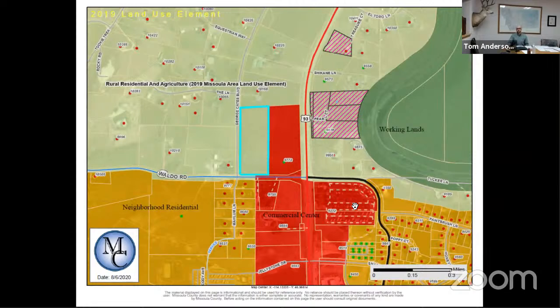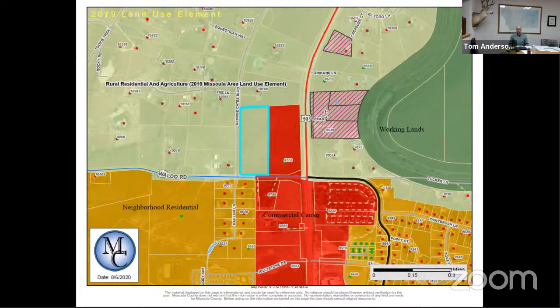Showing again the 2019 land use elements. You see that we are in the rural residential and agricultural, and that has density suggestions of 1 unit per 2 acres and up to 1 unit per 10. So as you can see, our zoning district is within those standards. It's perfectly in line with them.